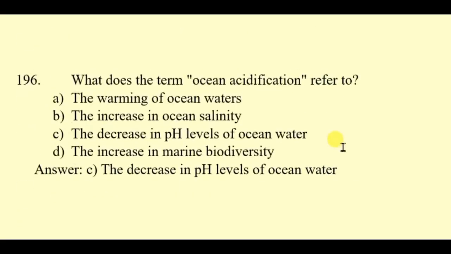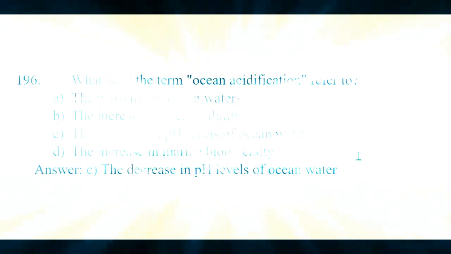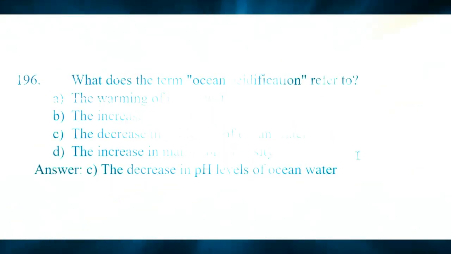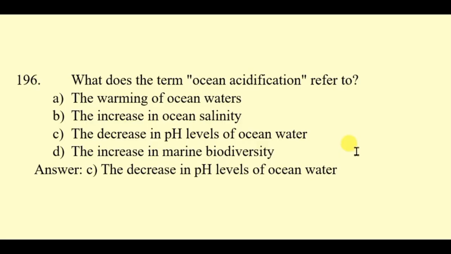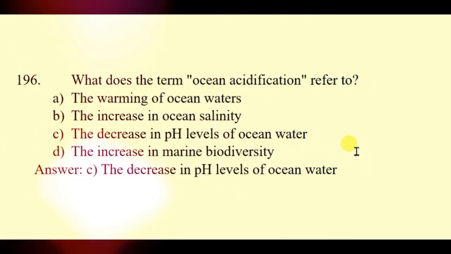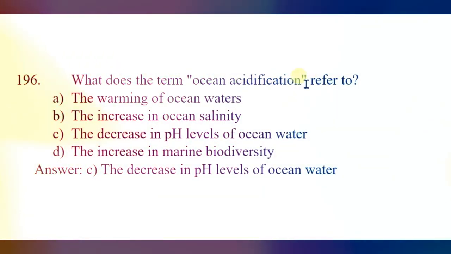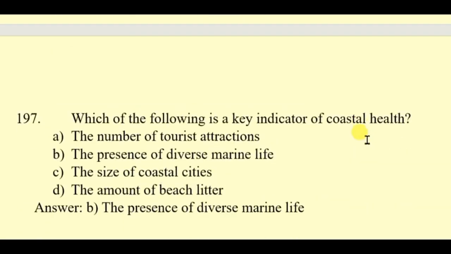Question 196. What does the term ocean acidification refer to? The warming of the ocean waters, the increase in ocean salinity, the decrease in pH levels of ocean water, the increase in marine biodiversity. Here the right answer will be the decrease in pH levels of ocean water. It's called ocean acidification, which can harm coral reefs.